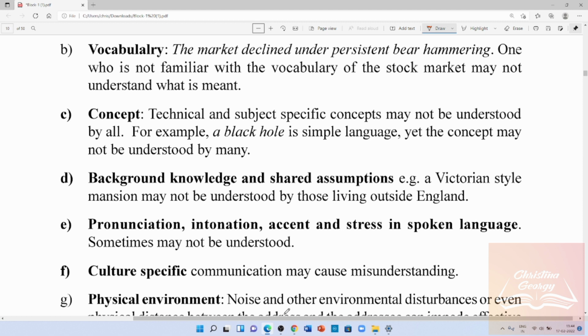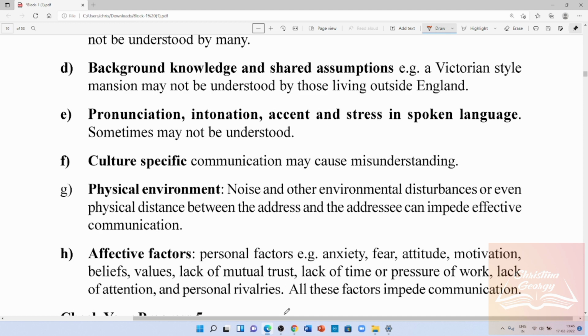Physical environment, noise and other environmental disturbances. Suppose I'm recording this video from a construction site. What would be the situation? Will you be able to listen to me? Obviously not. What if you face technical difficulties? What if your Wi-Fi is not working? All such things would come under the physical environment.